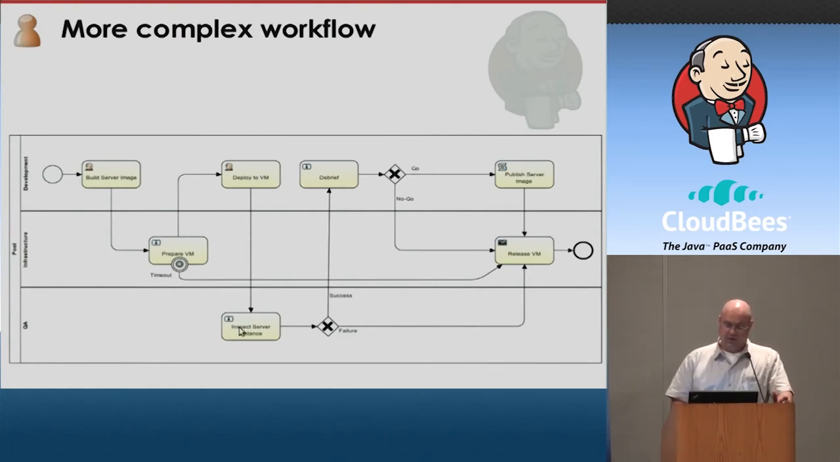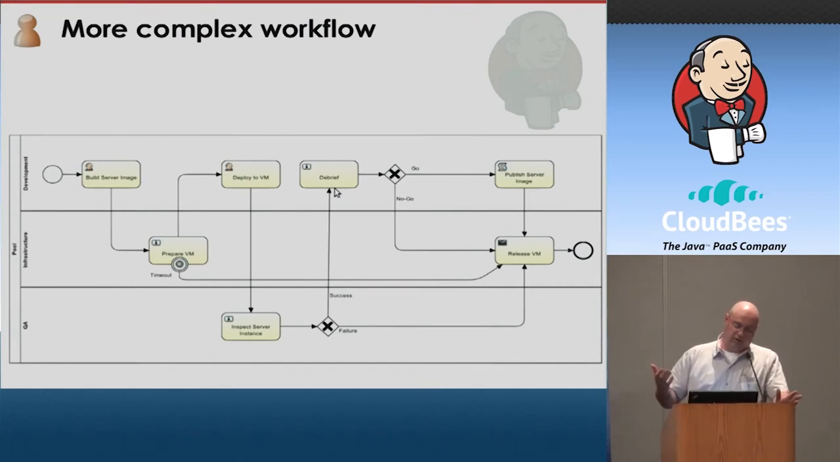Once that is finished, another user task comes into the picture, where the QA team now needs to inspect that server instance. Once they are done, they declare this task is completed, and they have put a success or failure into the task context. Depending on the success or failure, we continue. In the failure case, we release the VM through an email task, which just sends an email to, in this case, the infrastructure team and says, oh, we no longer need your VM. In the case the QA team found success, we hand over to another user task in the development area.